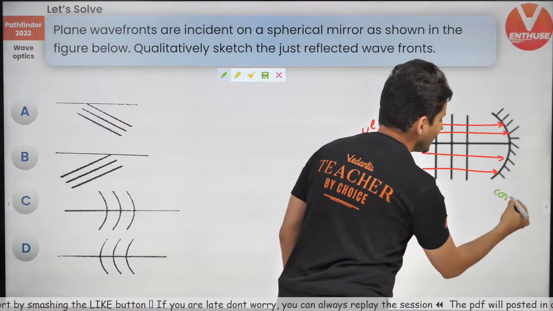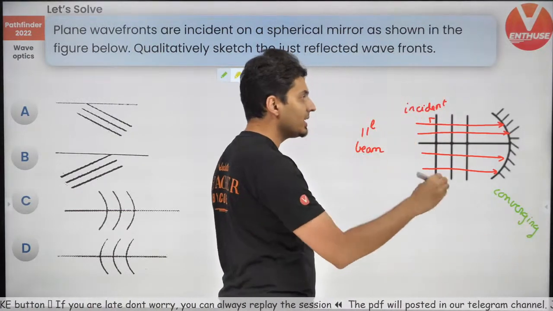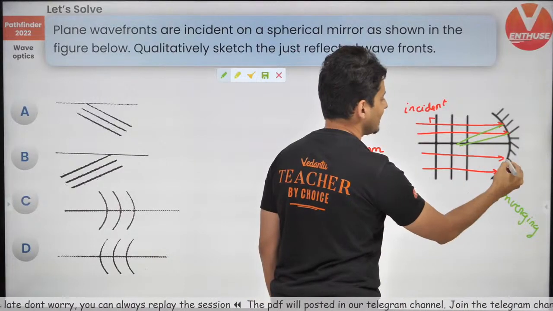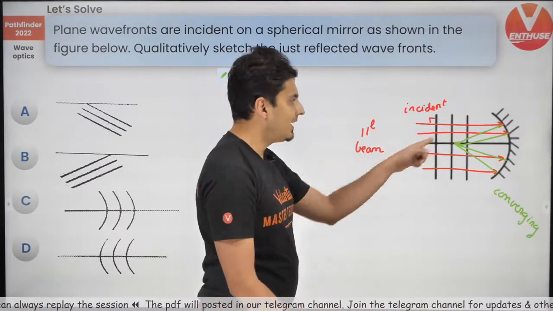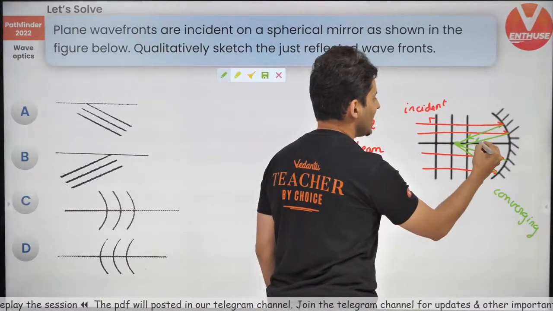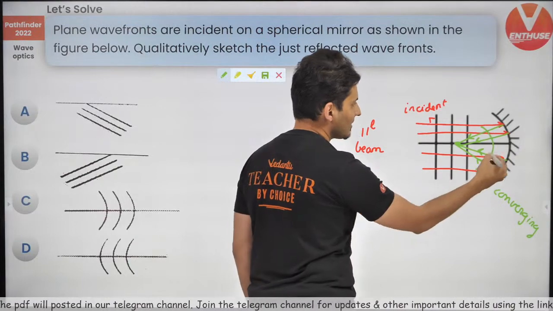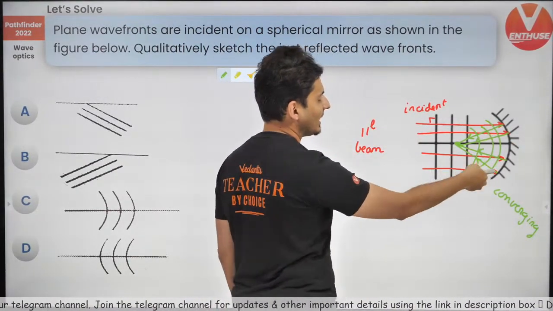A concave mirror is nothing but a converging mirror. Correct. So if it is a converging mirror, all the rays will meet somewhere towards the focus. Isn't that right? So they will reflect and they will meet like this. That means if you draw a perpendicular to those rays, you will get the new wavefront. So the new wavefronts look like this.